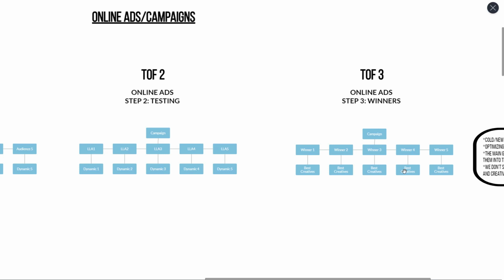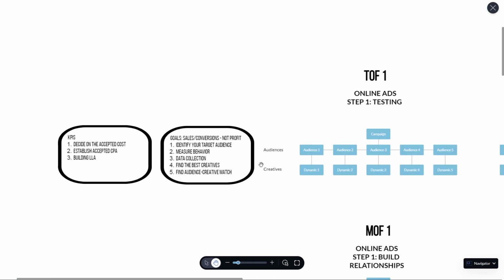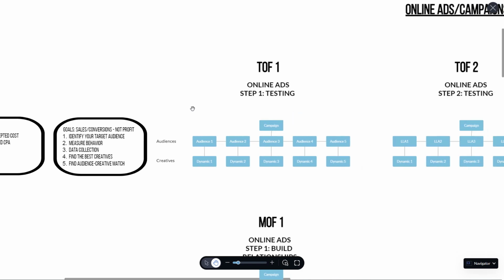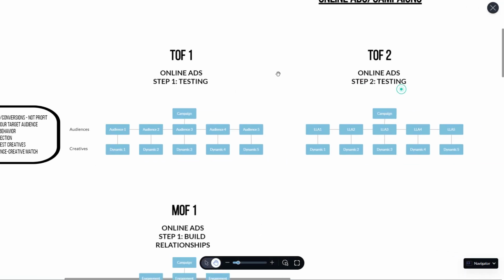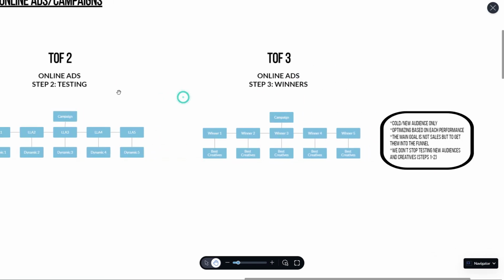So the main idea of this step is to identify the target audience, measure the behavior, of course data collection, find the best creatives, and then eventually find the winner, which is the audience and creative match. So we want to know what is the best ad for the best audience, and that's how we're going to continue with this. Technically, we want to know how or where to put the money when we go forward.